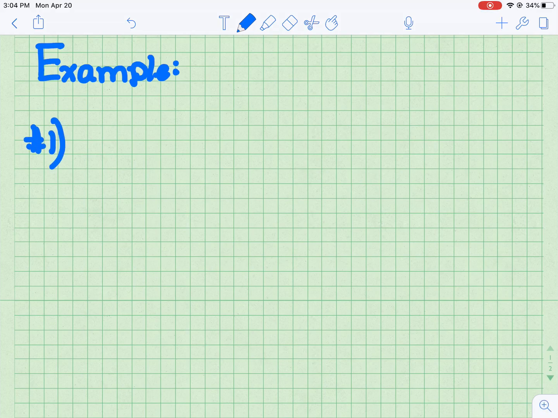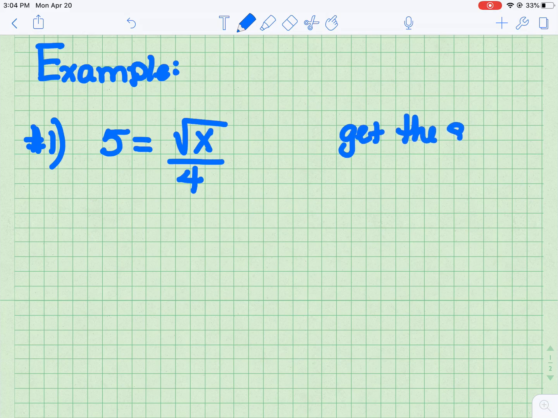I have 5 equals root x over 4. My first step that I gave you was to isolate the square root. Isolate means get it by itself, okay? If there's anything outside the root, you want to move it to the other side of the equation. So we're going to get the square root alone. That's what I'm doing right here. This is step 1.